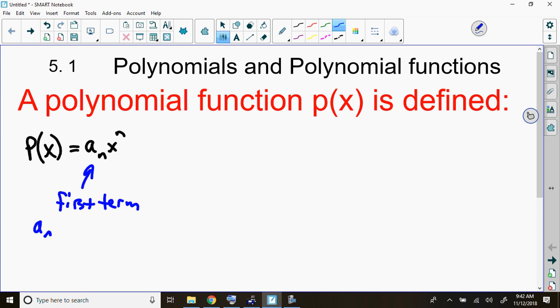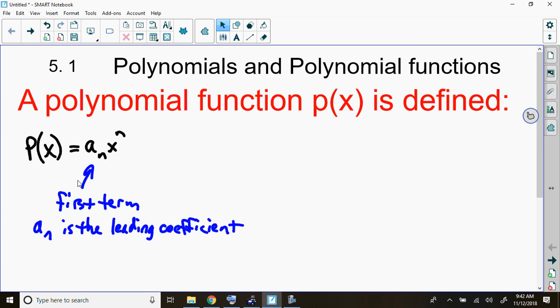A sub n is the leading coefficient. We call it the leading coefficient because it's the first coefficient, or it's the coefficient of the first term, and it has a lot to do with what the graph of one of these things is going to look like. So the whole first term collectively, a sub n x to the n, that's the first term. And a sub n is the leading coefficient.